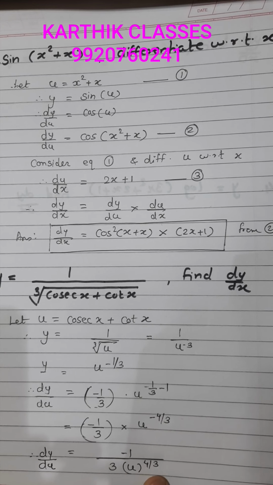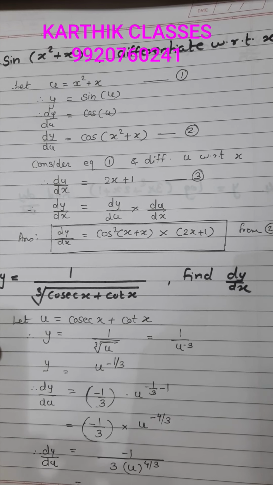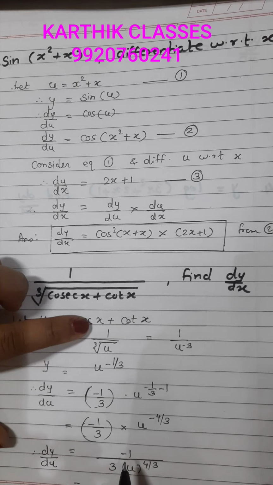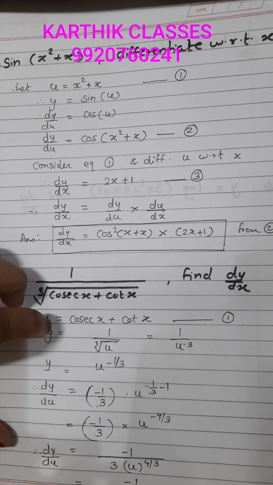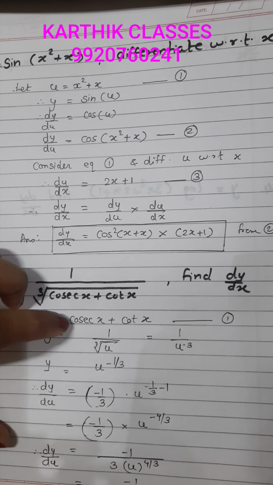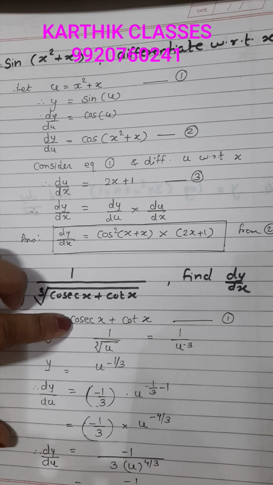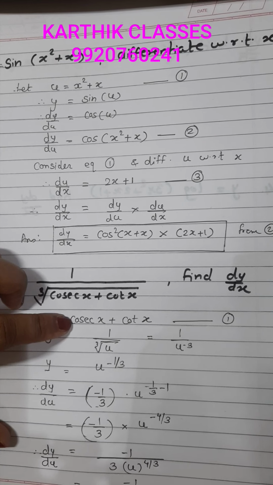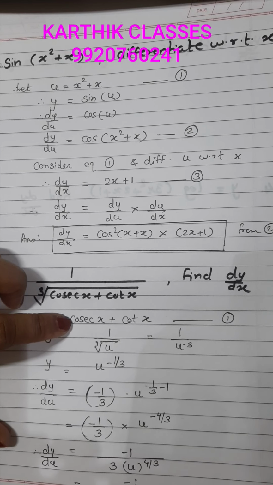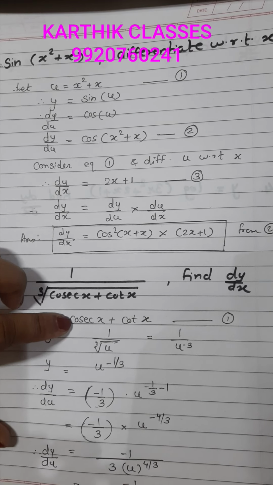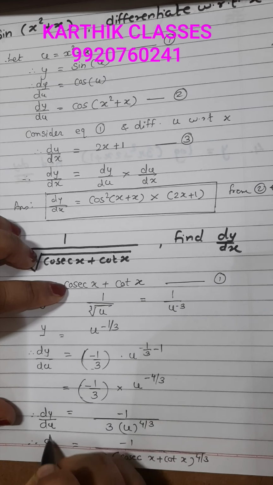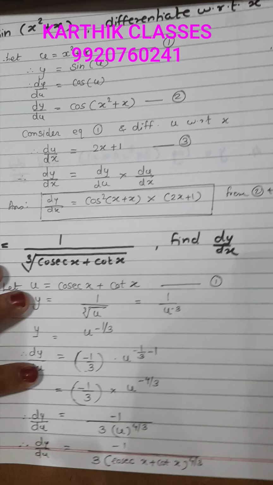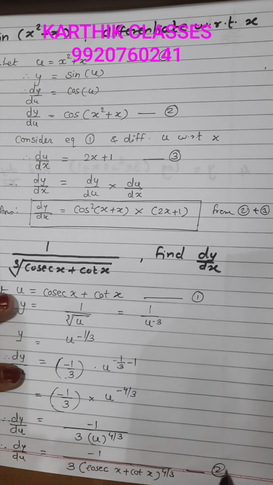Okay, so this is our dy by du, and if you want, you substitute here for u. So what is our u? From equation 1, this is minus 1 upon 3 into cosec x plus cot x raised to 4 by 3. This is our dy by du. Write it as equation 2.